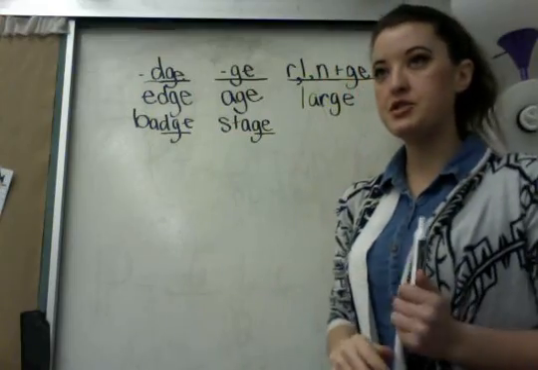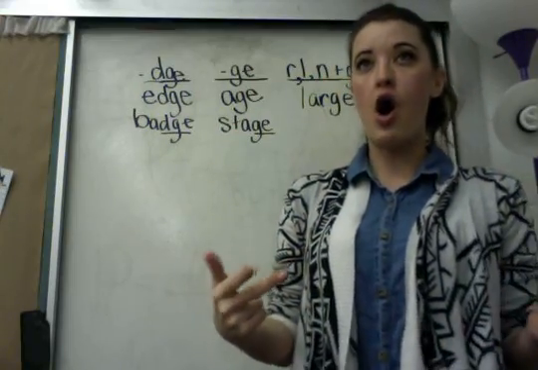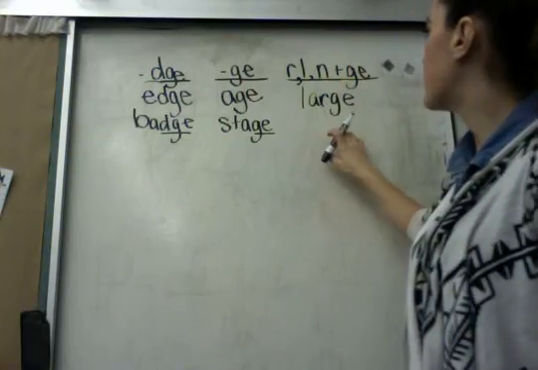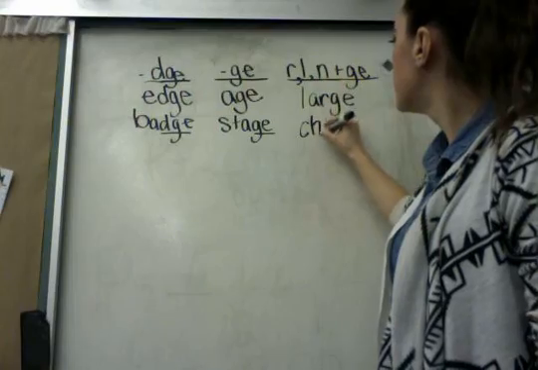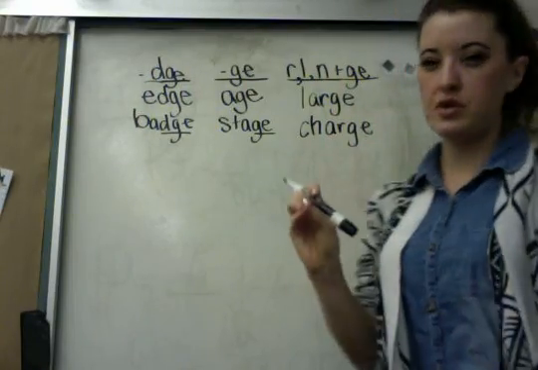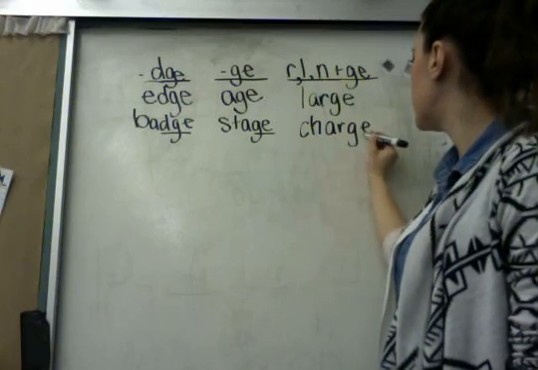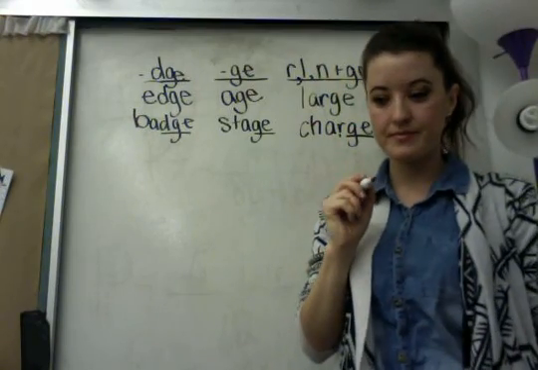Our next word is the word charge. Arge. I hear that R pattern, and so that is going to go in our third pattern. Arge. It's got that R control. It's making that R sound with the G-E at the end. So I'm going to put R-G-E.